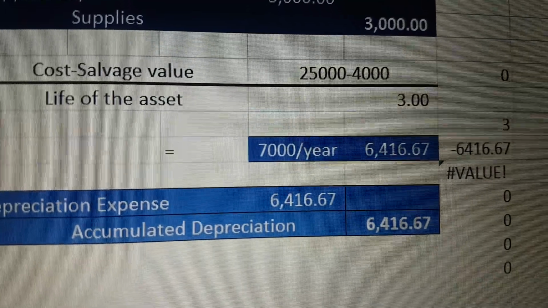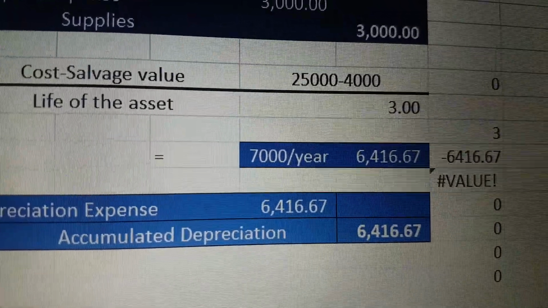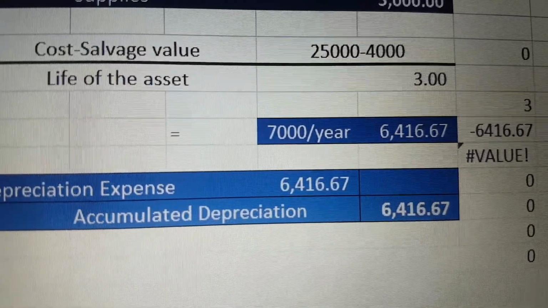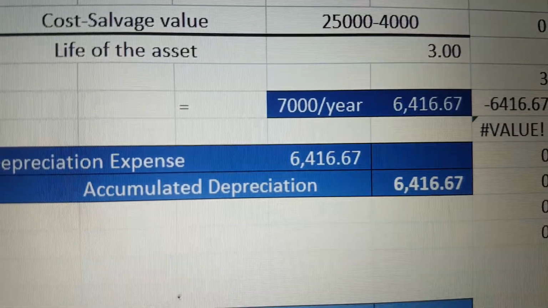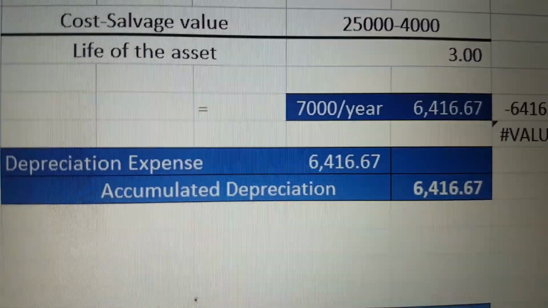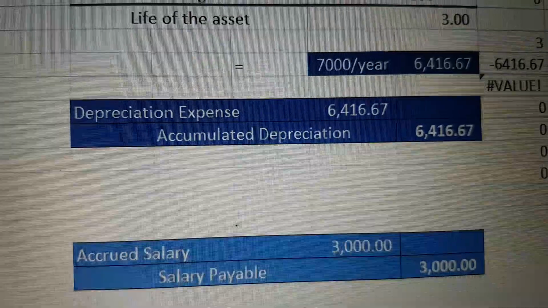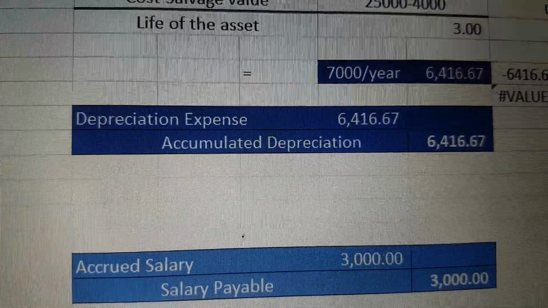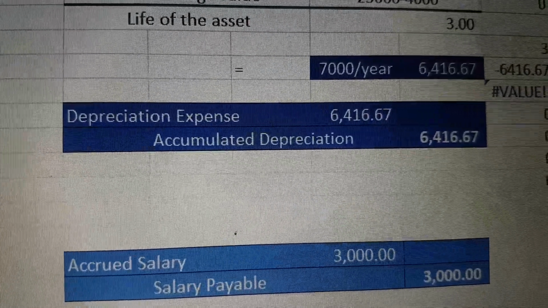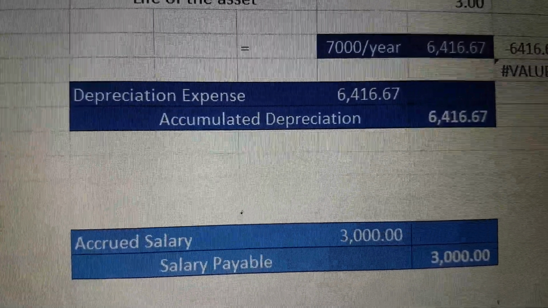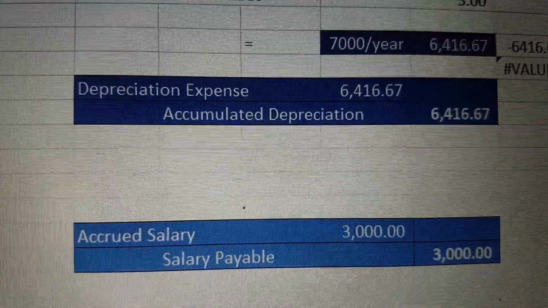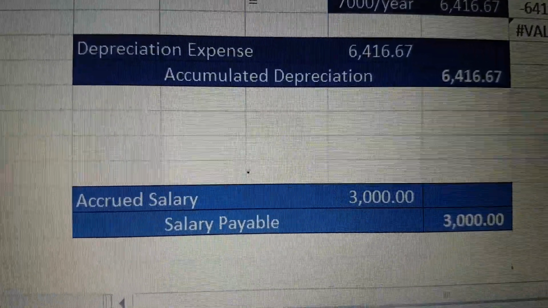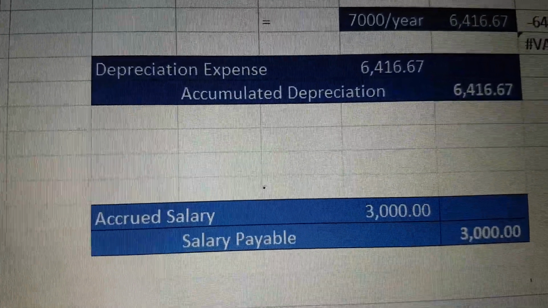But take note that we only used this equipment for 11 months. So that's why we multiply by 11 months and then divide by 12 months. So we only have 6,416.67 depreciation. So the entry would be depreciation expense 6,416 and credit accumulated depreciation 6,416. But take note, if you would see, the computer is not being credited, because accumulated depreciation is a contra asset account that is deducted from its main account, which is the computer.